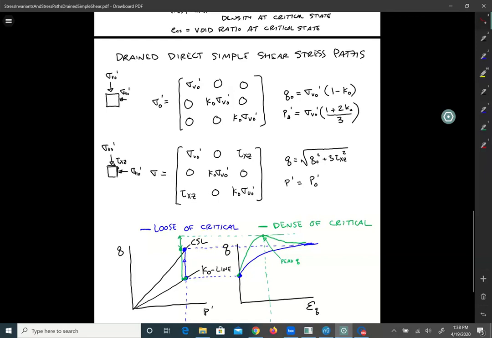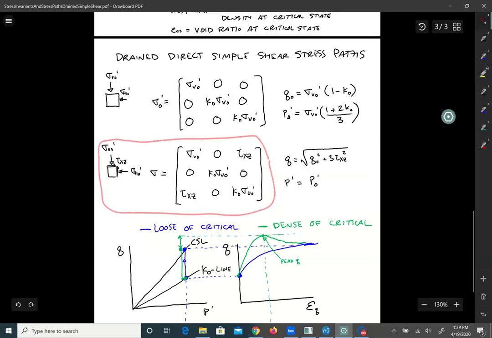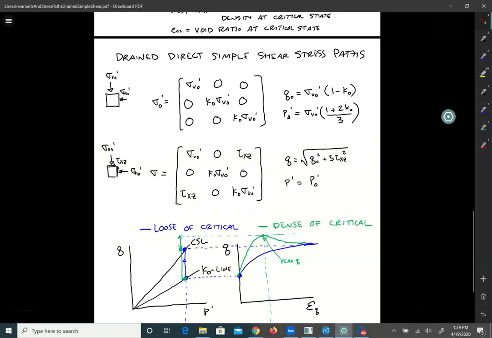All right, then when we actively start shearing it in horizontal and vertical planes, this is what the stress tensor looks like right here, a diagram of the stress condition. Now we're just adding a single value to the stress tensor, tau xz, and it's the same in the 1,3 and 3,1 cells. And then once again, if you go through and do the calculations, you can find that Q is equal to the square root of Q naught squared plus 3 tau xz squared. So it comes out to be a pretty simple expression for a direct simple shear stress path.